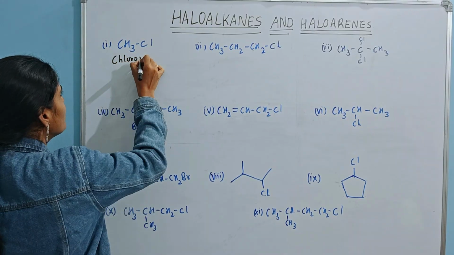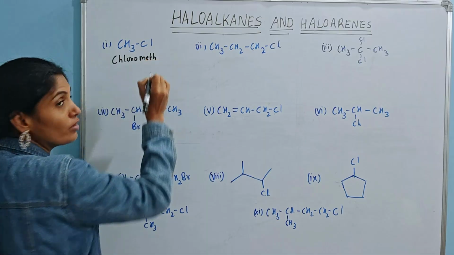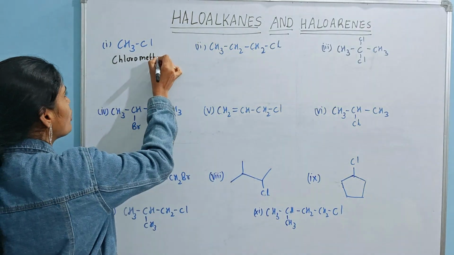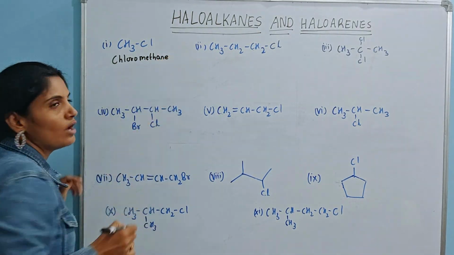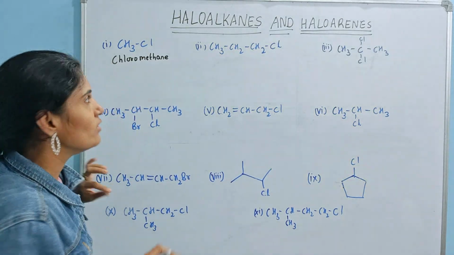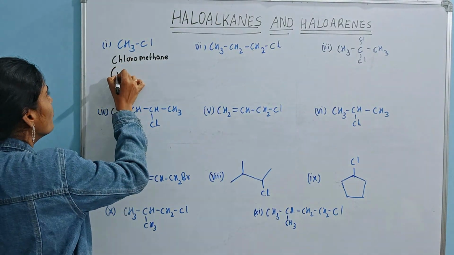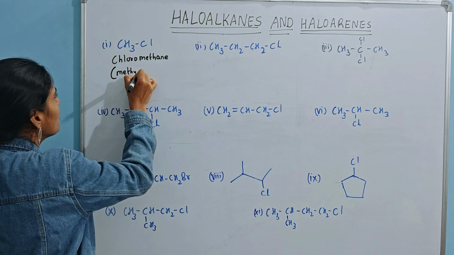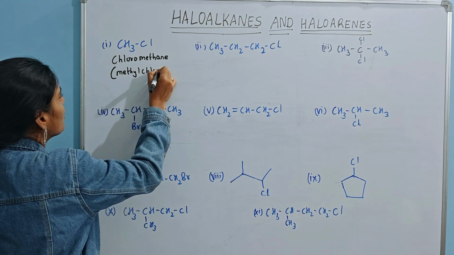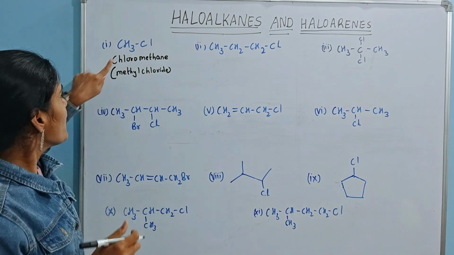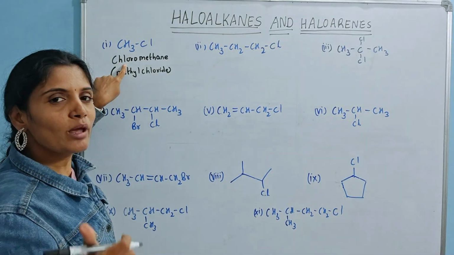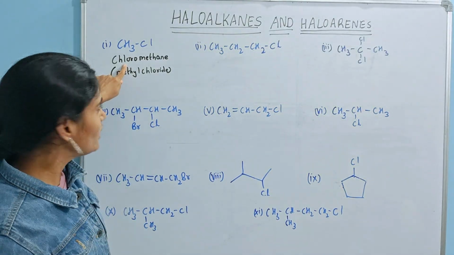One carbon, meth will be my word root. There is no unsaturation, so I will write methane. IUPAC name will be chloromethane. What will be the common name? Methyl chloride.